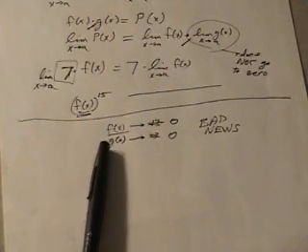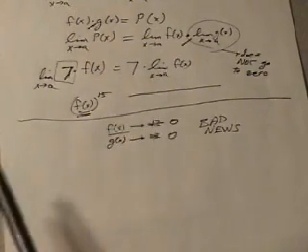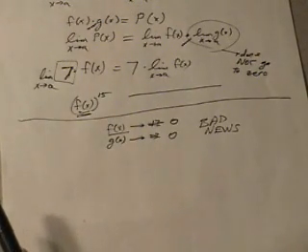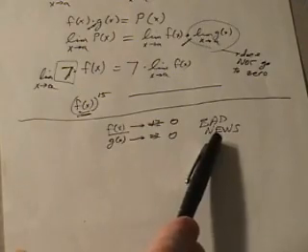So a lot of this course is going to be answering questions like, in this situation where the top and bottom go to 0, what do you do? How do you answer that question? And the answer is always bad news. It's going to be more work.